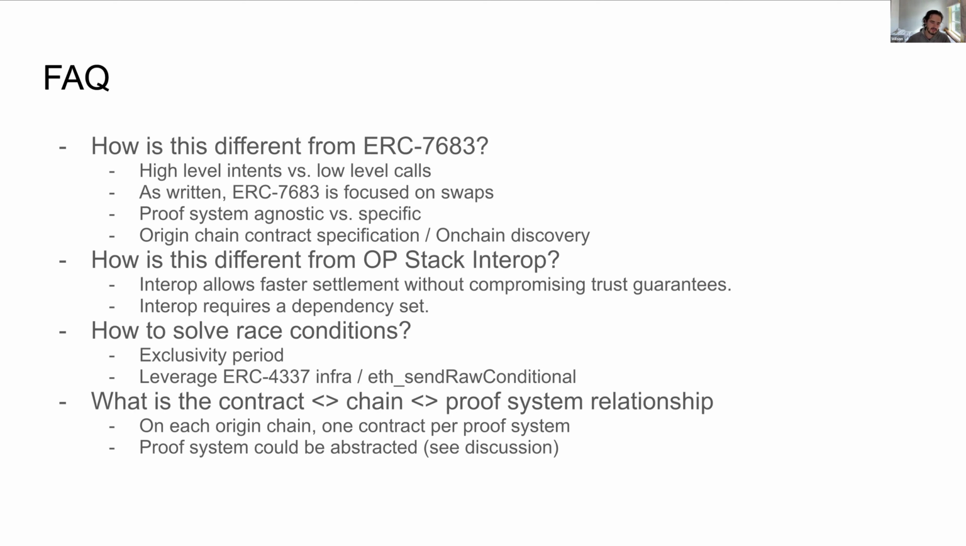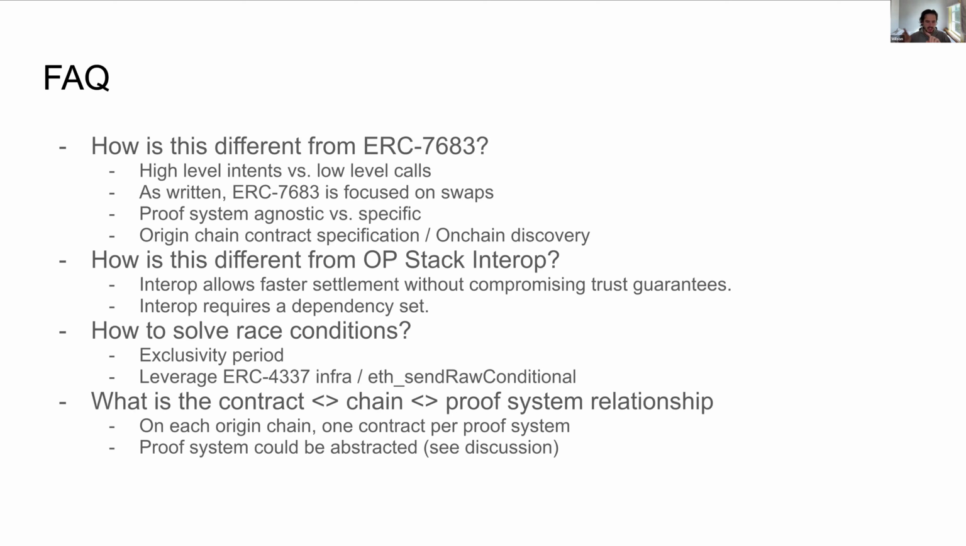Another idea is to try to leverage ERC-4337 because they have similar challenges that they're trying to solve with a global mempool. And there's this eth_sendRawTransactionConditional RPC that's being used for a lot of the user op mempool. And possibly if you imagine that the fulfillment contract on the destination chain is actually a paymaster, then you could fit this into that system.